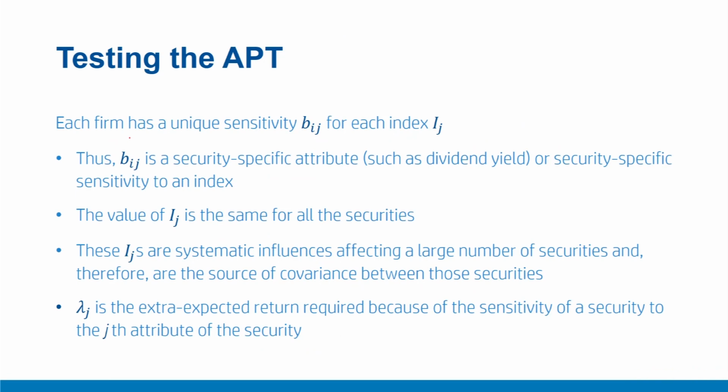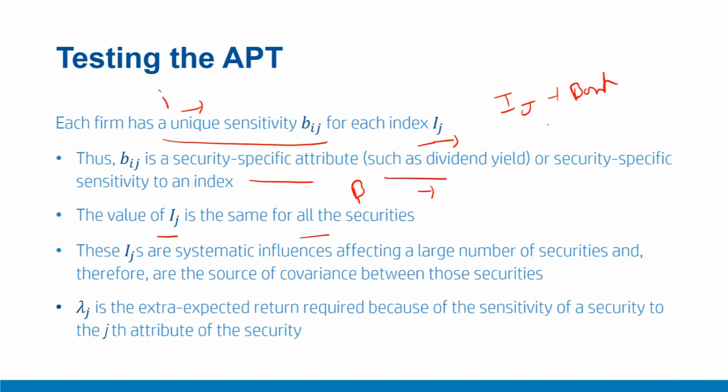Each firm or security i has a unique sensitivity Bij for a given index Ij. Thus, this Bij is a security specific attribute, for example, beta of a firm or dividend yield. This is specific to the security and acts as a sensitivity towards an index Ij. The value of Ij, which is the broad market-wide influence, does not change with security. It is the same for all the securities. For example, let's say Ij is the bank index. This bank index will remain the same for each of the securities.